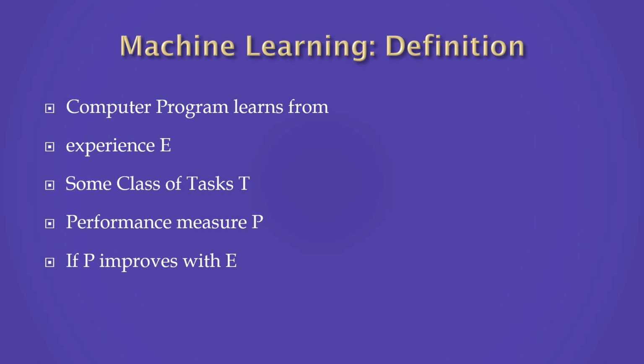Another definition of machine learning is given as follows: we develop a computer program which learns from various past experiences E, with respect to some class of tasks T and some performance measure P, and this performance measure improves with experience E. So: experience, task, performance measure. These are the various kinds of information regarding machine learning.